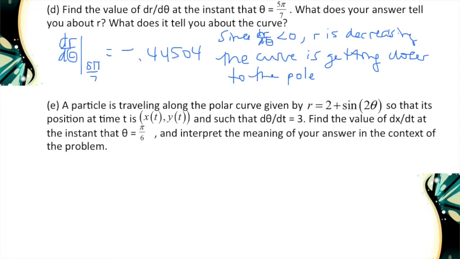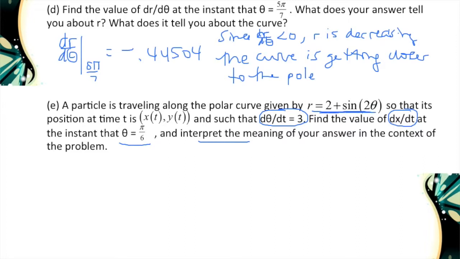We have a particle traveling along the polar curve given by r equals 2 plus sine 2 theta, so that its position at time t is x of t, y of t, and such that d theta dt equals 3. Okay, that probably is important. Find the value of dx dt at the instant that theta equals pi over 6, and interpret the meaning of your answer in the context of the problem. Goodness, they want dx dt again, and we don't even have any x's in here.